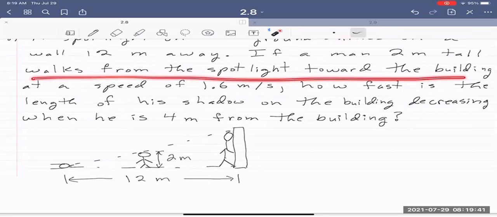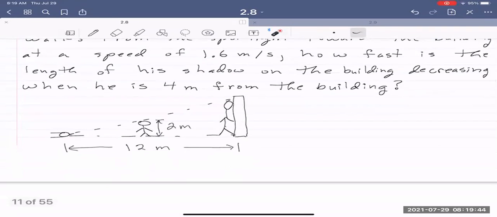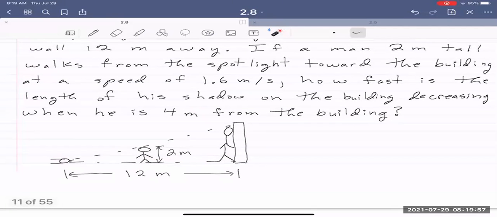Now, he walks towards the building at a certain rate. So the length is going to be changing. So I'm going to have to put a variable here for that distance. And since he's moving, his shadow is going to get smaller and smaller. So this height of this shadow here, which is the shadow of this person, is going to change.